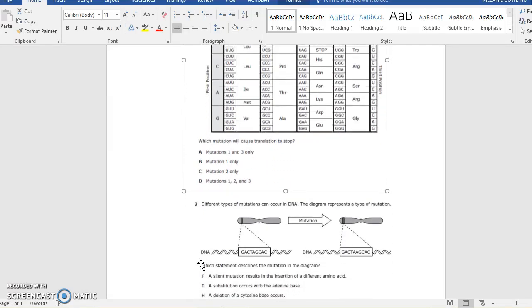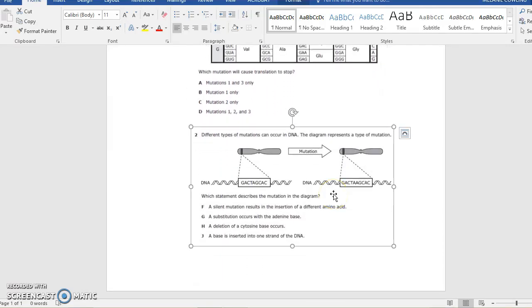Now, let's look at the second one. In the second one, we have different types of mutations can occur in DNA. The diagram represents a type of mutation. So what is the question asking? Which statement describes the mutation in the diagram? So this must be my normal DNA, and this must be my mutated strand. They've zoomed in specifically on a gene.